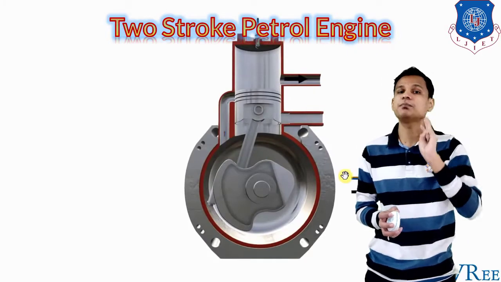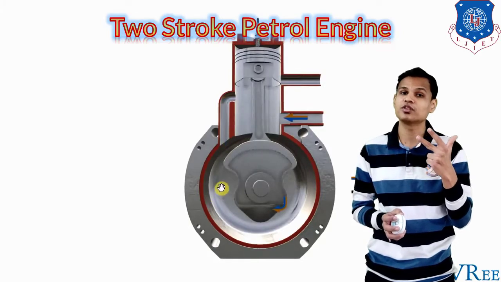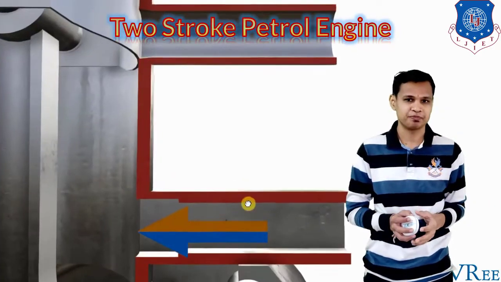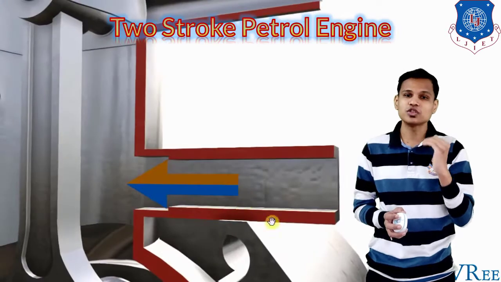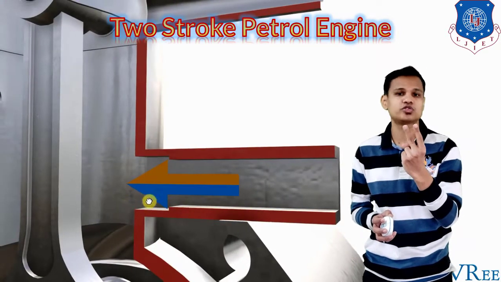So there are mainly three ports: inlet port, exhaust port, and the third one that is different from the four-stroke is the transfer port, which is required so that we can complete all the four operations in just two strokes.